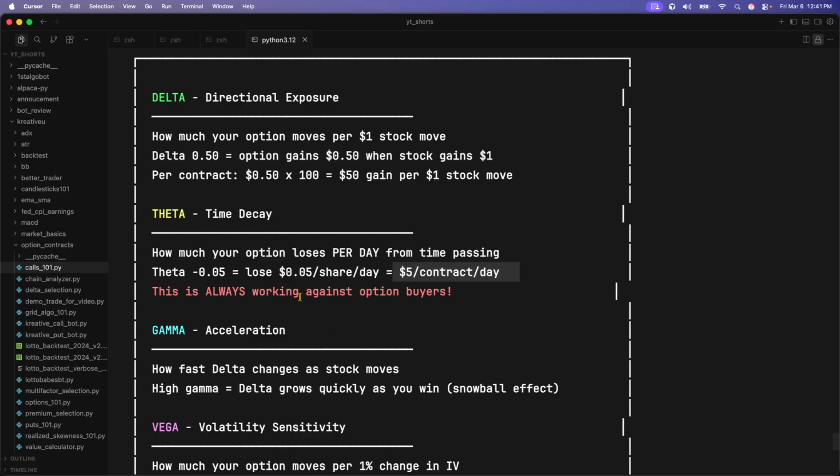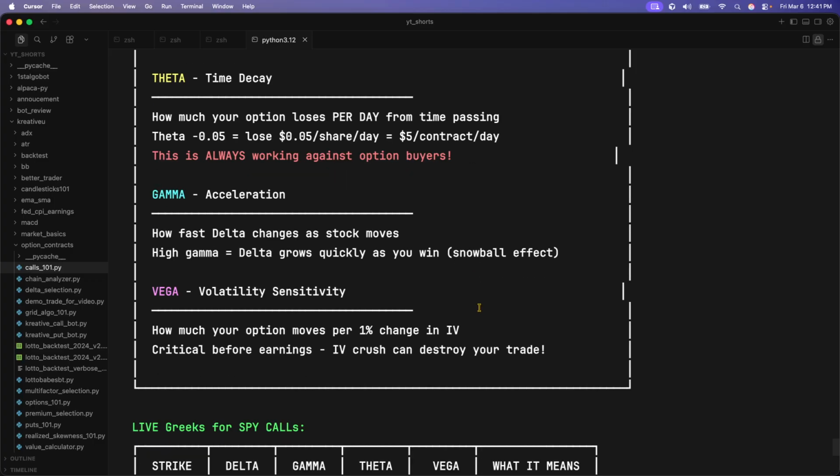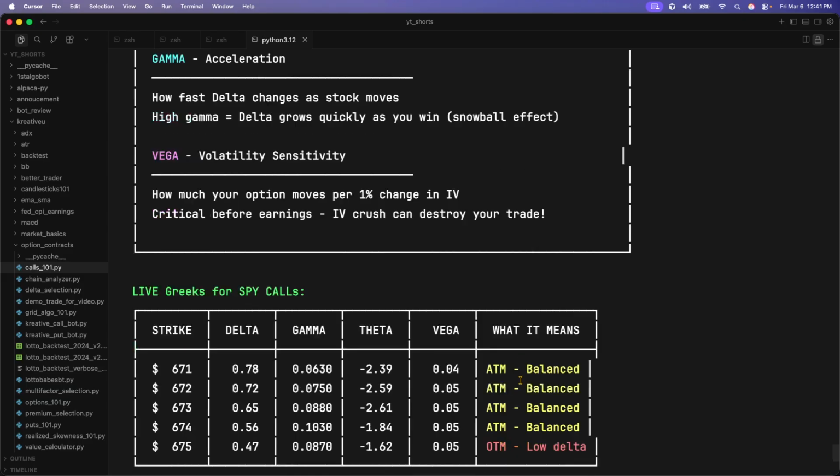Now, theta is always working against option buyers, but option sellers love it because you're collecting premium. More on that a little bit later. Gamma is going to be our acceleration, so how fast delta changes as the stock moves. So high gamma is delta grows quickly as you win. It's almost the snowball effect. And then Vega is how much your option moves per 1% in IV. Critical before earnings. IV crush can destroy your trade.